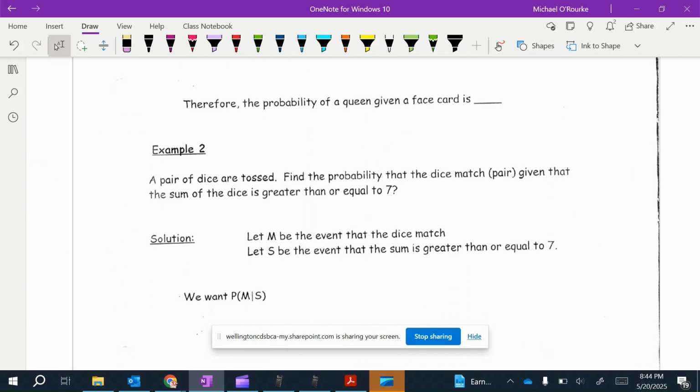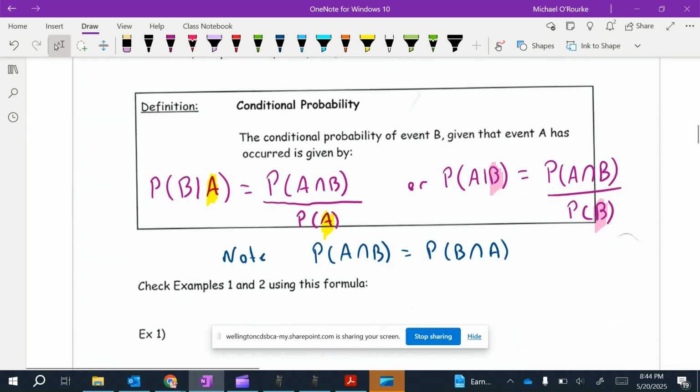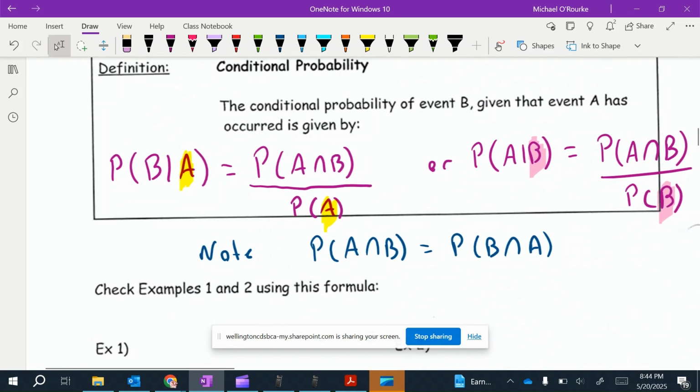Let's say you have cards spread over the table. I pick up a card, I look at it, and I don't put it back, and I grab the next card. That's conditional because the second action depends on the first action. It changes the probability.